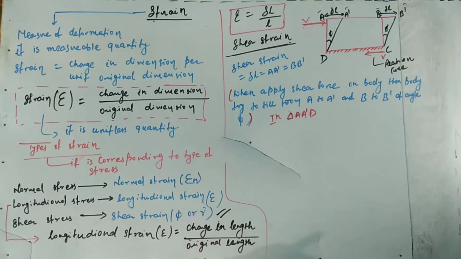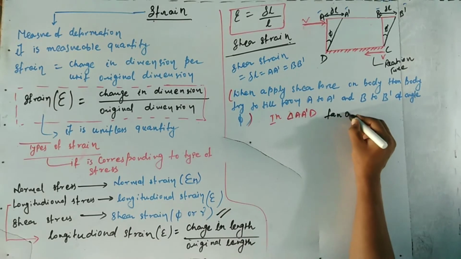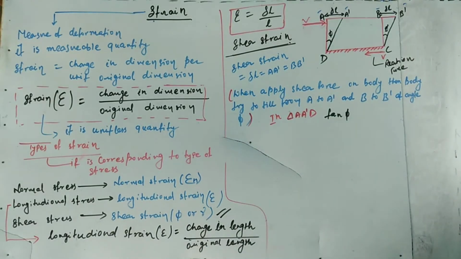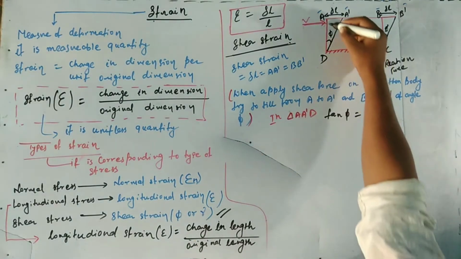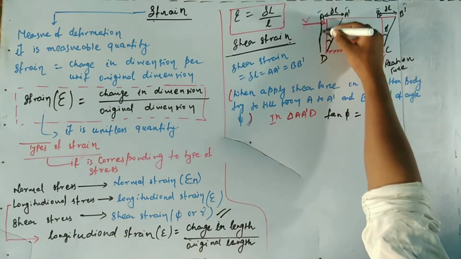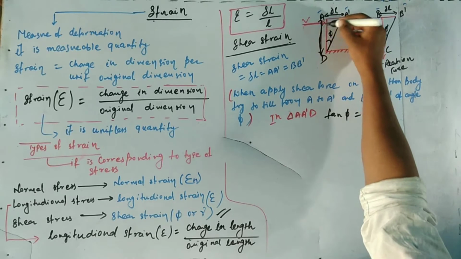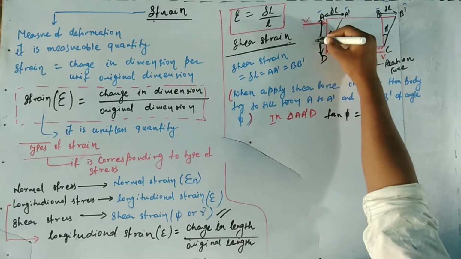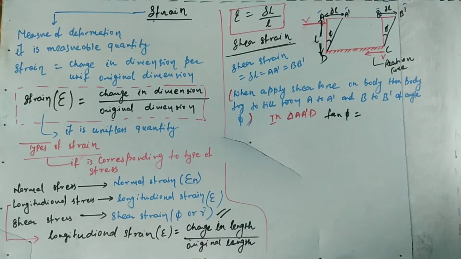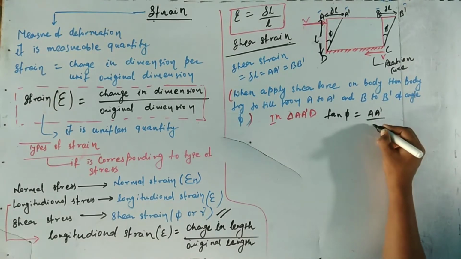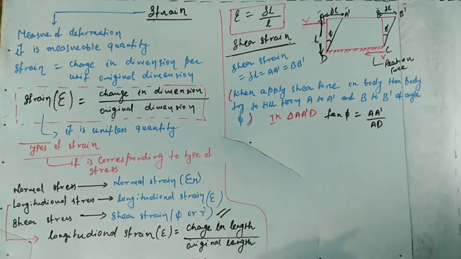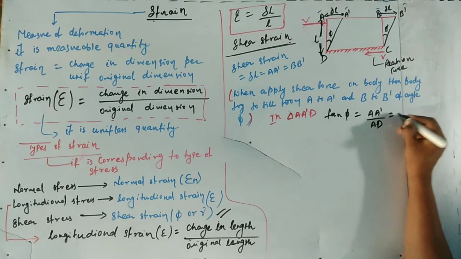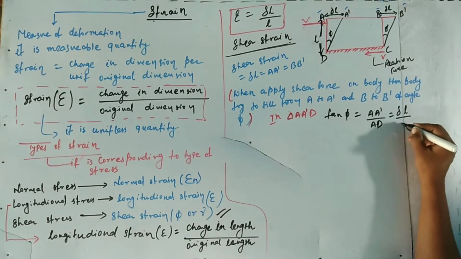In that triangle, tan theta is equal to P by B. So according to this, tan phi is equal to A dash by AD, and AD is the length, that is L. So A dash by AD, where A dash is equal to del L, so tan phi is del L by L.